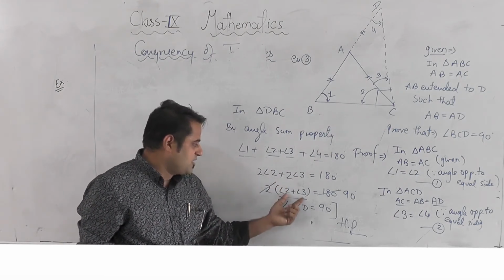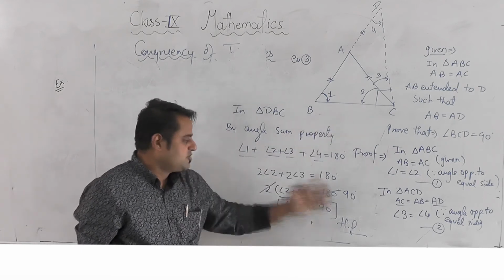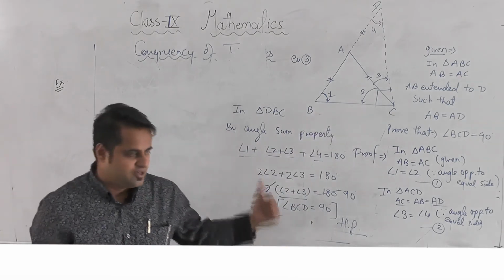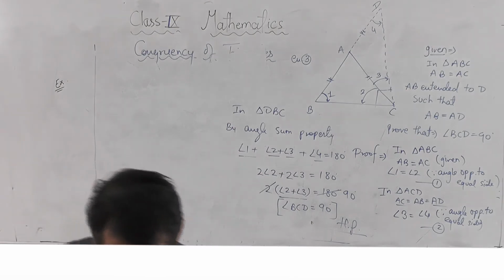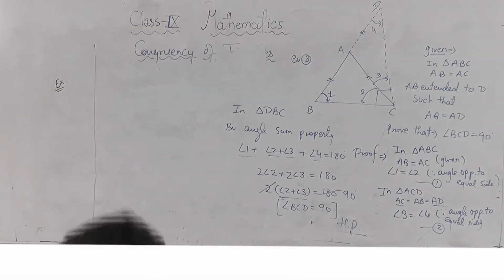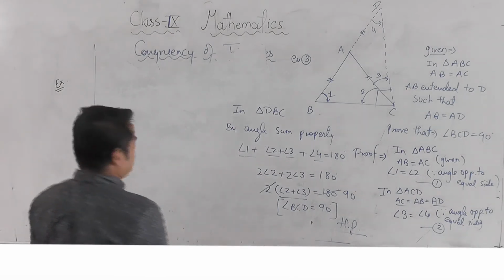So that 2 plus 3 becomes the angle C, which needs to be shown as 90 degrees. That's how we need to do that question. Okay, but let's see one more question so that we can wind up with the chapter.